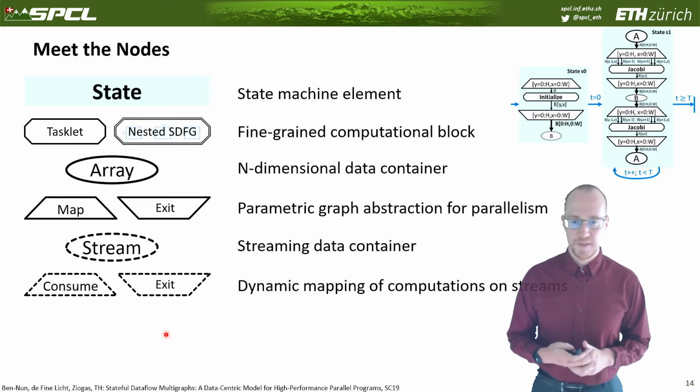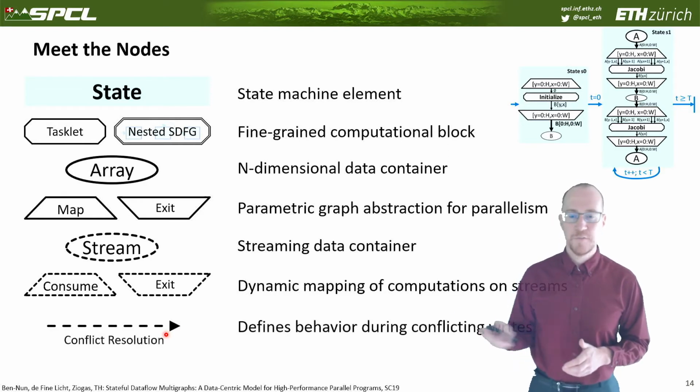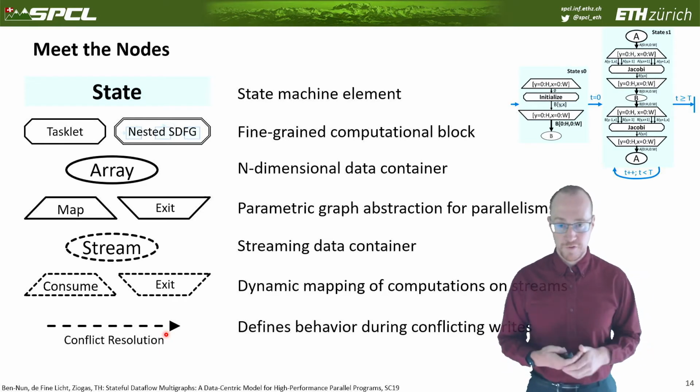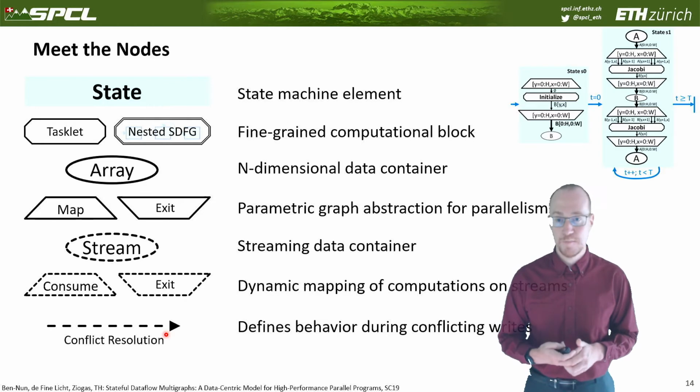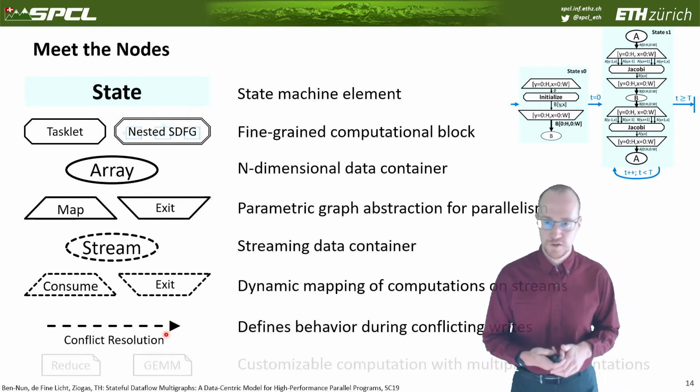We have ways to map to streams, so again, specialized iteration spaces, and we have conflict resolutions, which gets a little bit more into detail, where we resolve conflicting writes to the same variable. We could specify this as a sum or as a subtraction or whatever operation you want, actually.